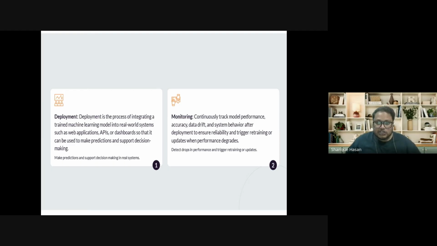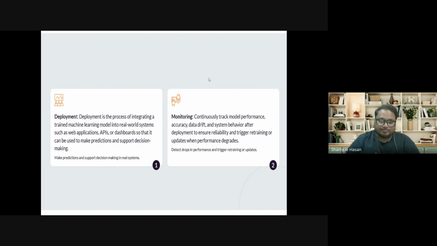Monitoring means continuously tracking the performance and accuracy of the model, data drift and system behavior after deployment, and ensuring the data stays reliable. I've just explained monitoring, I hope it is clear to all. It is written the same thing which I just explained. And one more thing, the live dashboard.